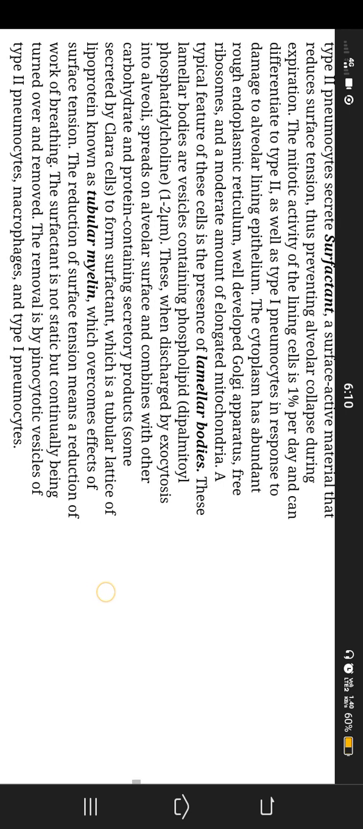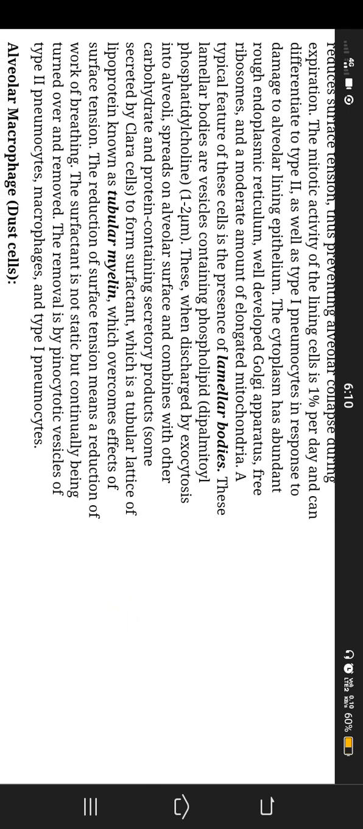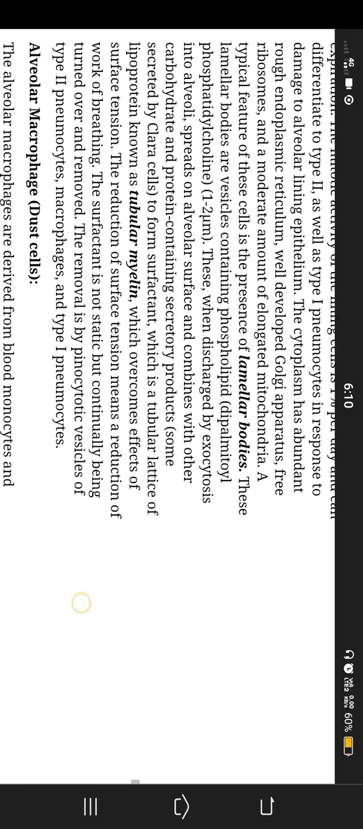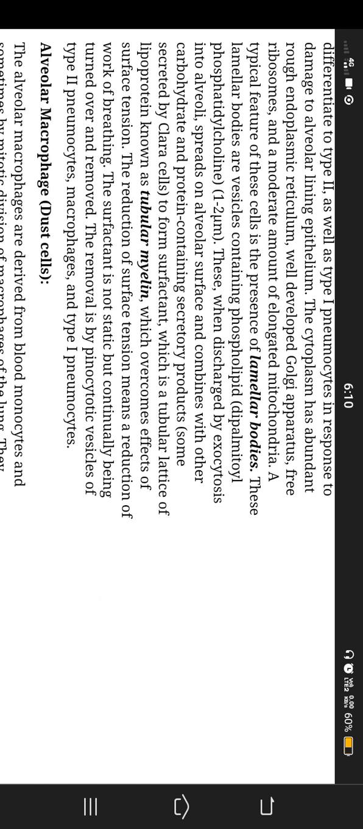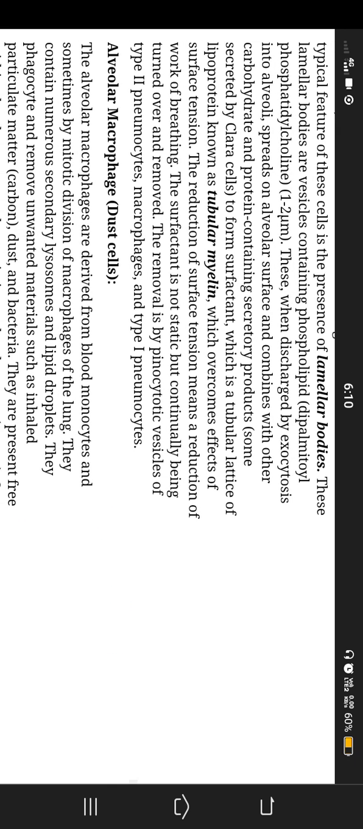The lamellar bodies are vesicles, 1 to 2 μm, containing phospholipid like dipalmitoyl phosphatidylcholine. When discharged by exocytosis into alveoli, this spreads on the alveolar surface and combines with other carbohydrate and protein containing secretory products, some secreted by Clara cells, to form surfactant, which is a tubular lattice of lipoprotein known as tubular myelin, which overcomes the effects of surface tension. The reduction of surface tension means the reduction of work of breathing. The surfactant is not static but continuously being turned over and removed. The removal is by pinocytotic vesicles of type 2 pneumocytes, macrophages, and type 1 pneumocytes.